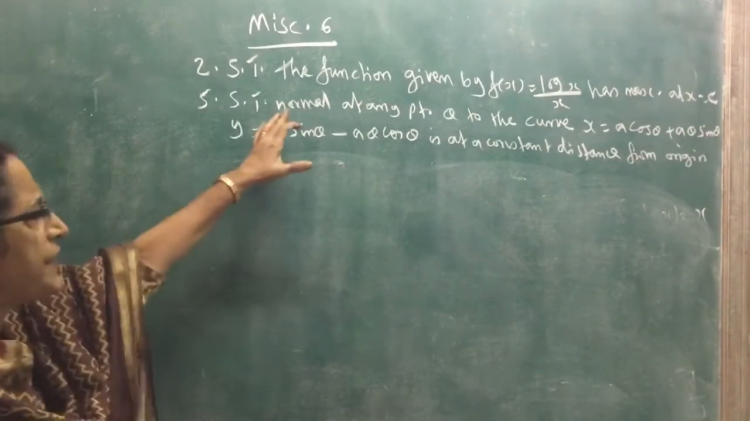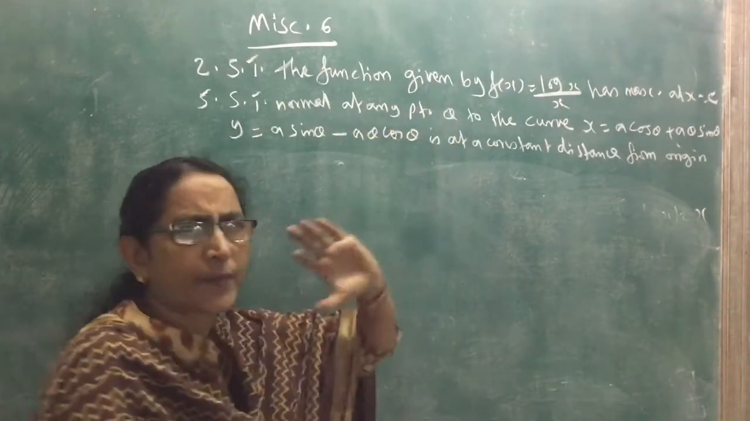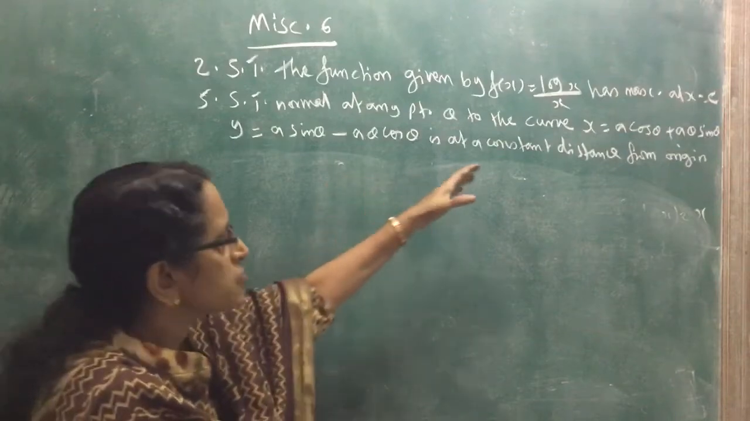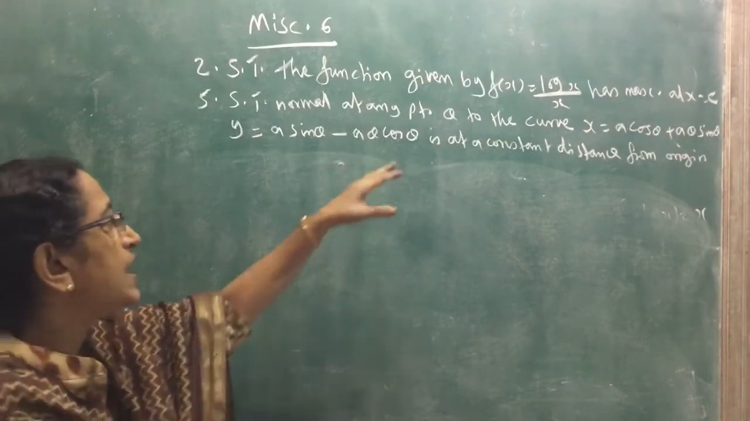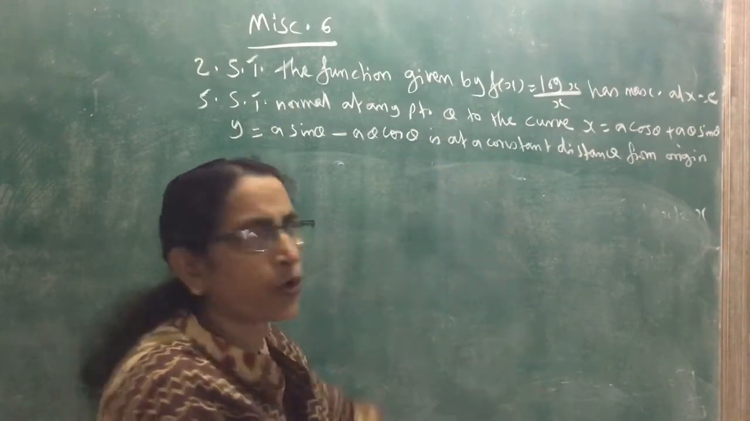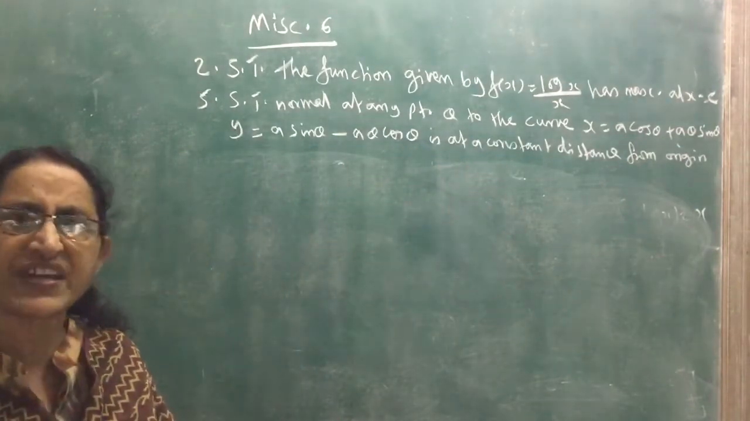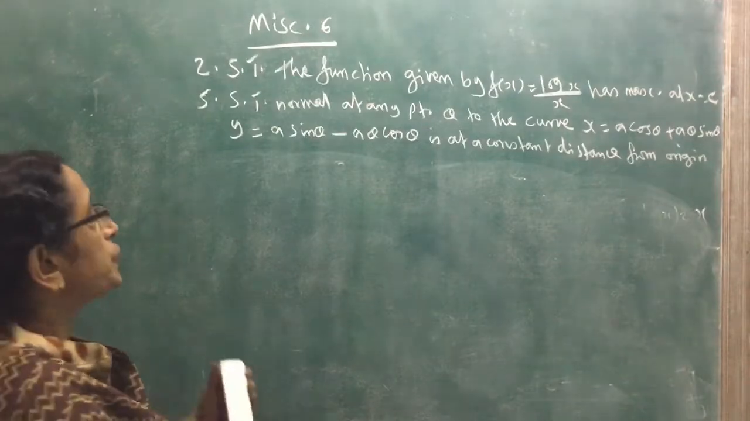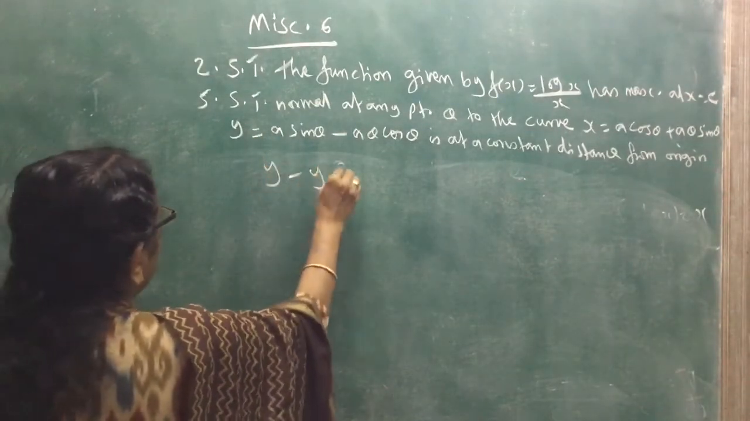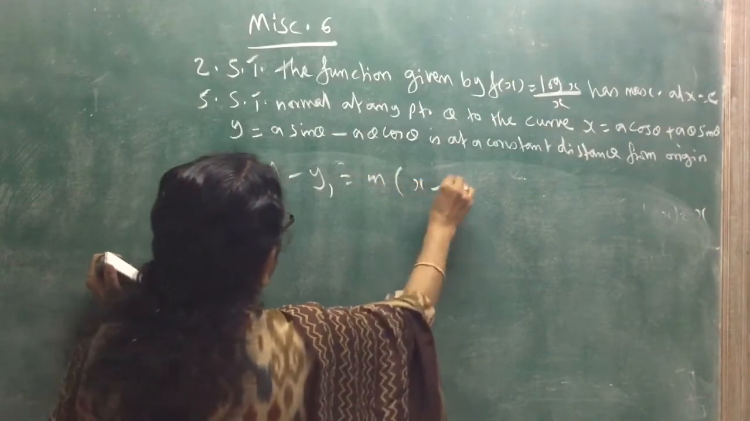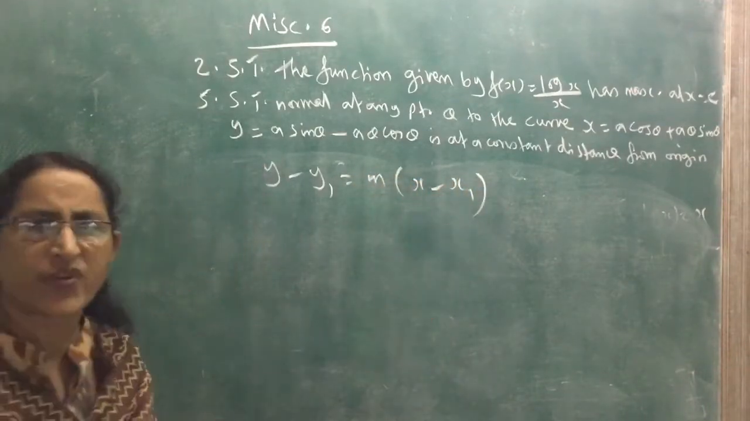We have to prove that the normal at any general point theta to the curve x equal to and y equal to, that is the parametric form, is at a constant distance from the origin. First we can find the equation of the normal. How can we find it? y minus y1 equal to m into x minus x1. That is the formula for the equation of a line.